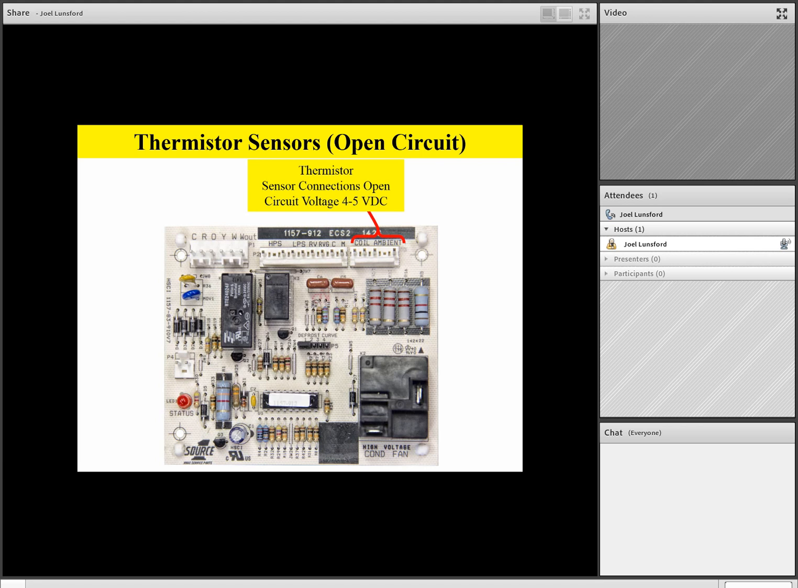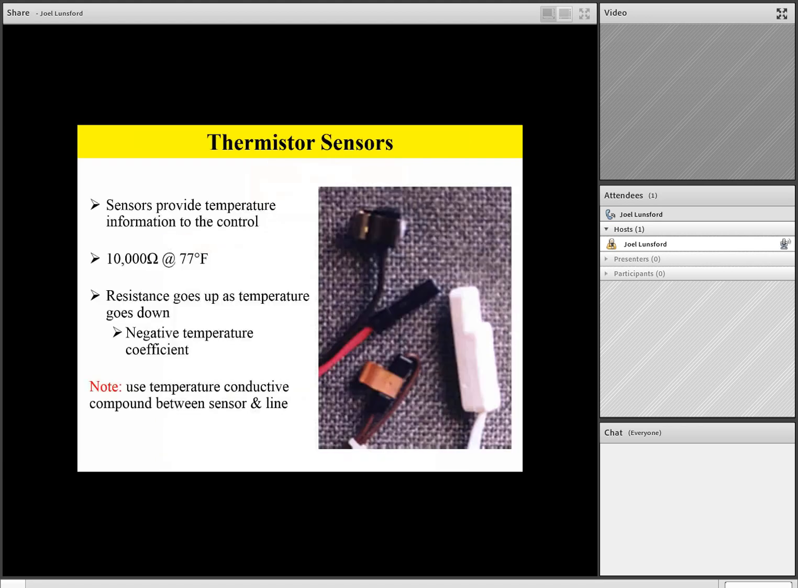Now, those sensors are specific to each defrost control. However, the nominal calibration point for all of our sensors on our residential Champion equipment will be 10,000 ohms at 77 degrees. So if I remove the sensor from the board and I take my ohm meter and I subject that sensor to 77 degrees, it should read 10,000 ohms.